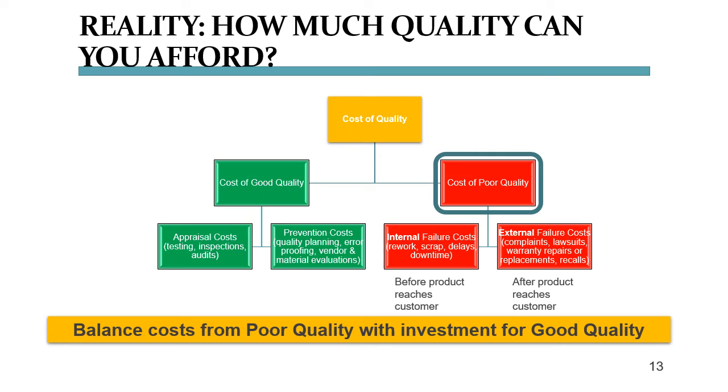If you're lucky and you find your product problems before they reach the customer, you're looking at internal failure costs, such as rework, delays, downtime, or even scrap, meaning that what you just built is not usable and you need to start over. If you are not that lucky, you will be looking at external failure costs, which is when your product doesn't work for your customer or even becomes dangerous to their property or their life.